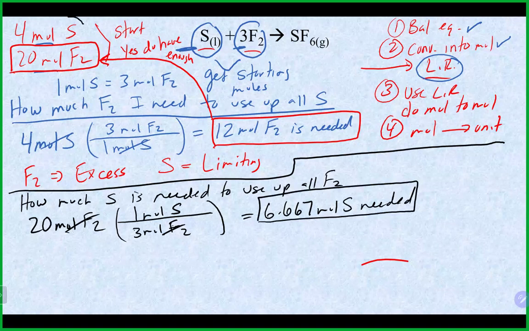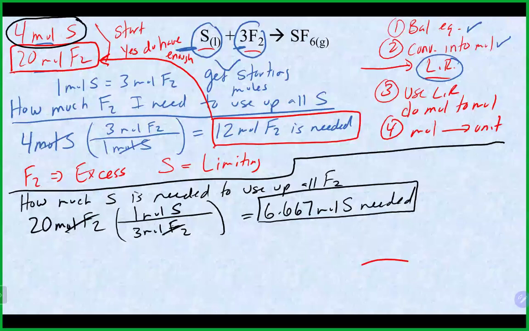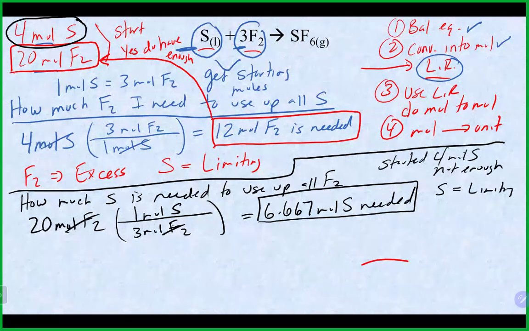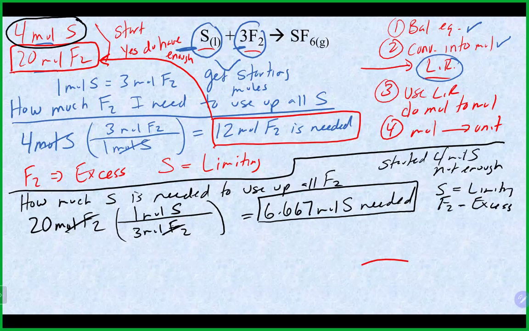How many moles of sulfur did I start with? Only 4. I do not have enough, yeah? Started with 4 moles of sulfur, not enough. So that again tells me sulfur is the limiting reagent. And by default, the fluorine would be the excess. So you do not have to do both of those calculations. You could just do one, and it doesn't matter which one you choose. It will tell you the same thing, which one's your limiting reagent and which one's your excess reagent. Any questions on that there?